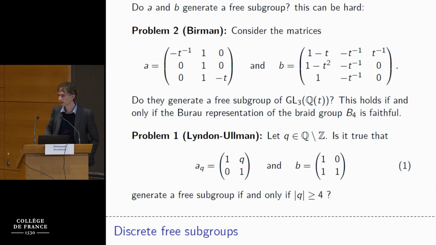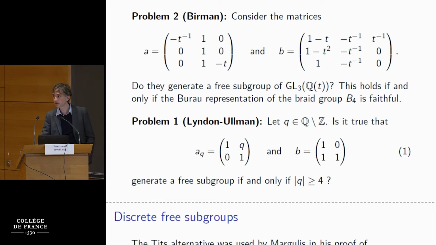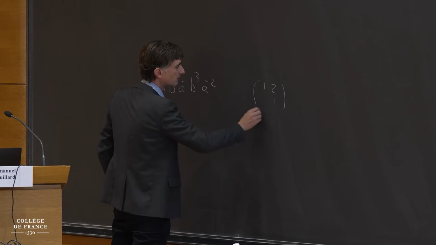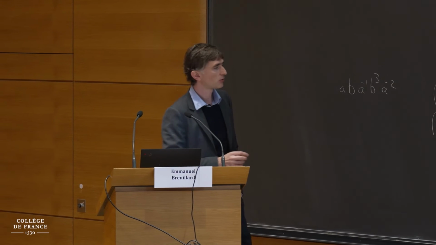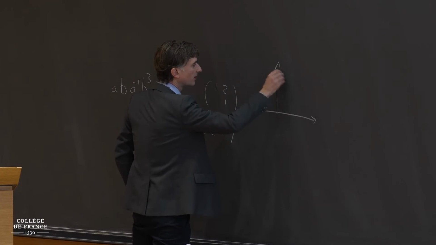So the other problem is the Lyndon-Ullman problem. This is also an even more striking example. You have the two by two matrices, (1,1;0,1) and (1,0;Q,1), and you ask, do they generate a free subgroup? It's easy to see that when Q is bigger than 4, they generate a free subgroup. Because when Q is bigger than 4, for example, these two matrices will generate a free subgroup, and you can look at the ping pong table, which is something like this.